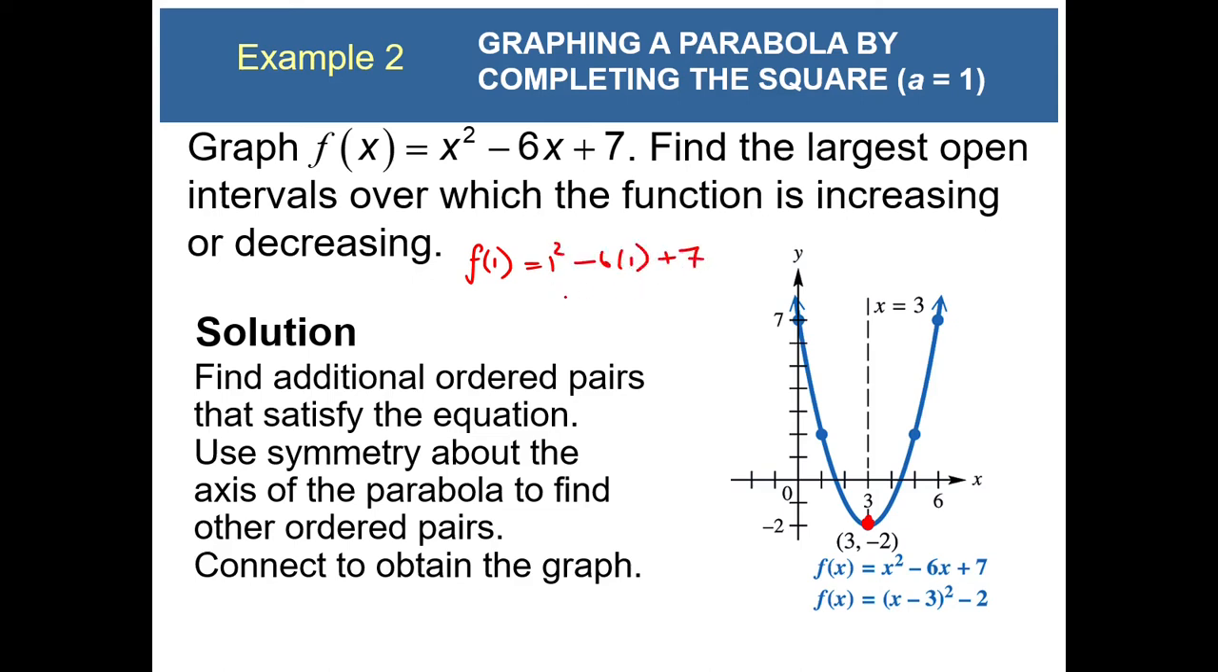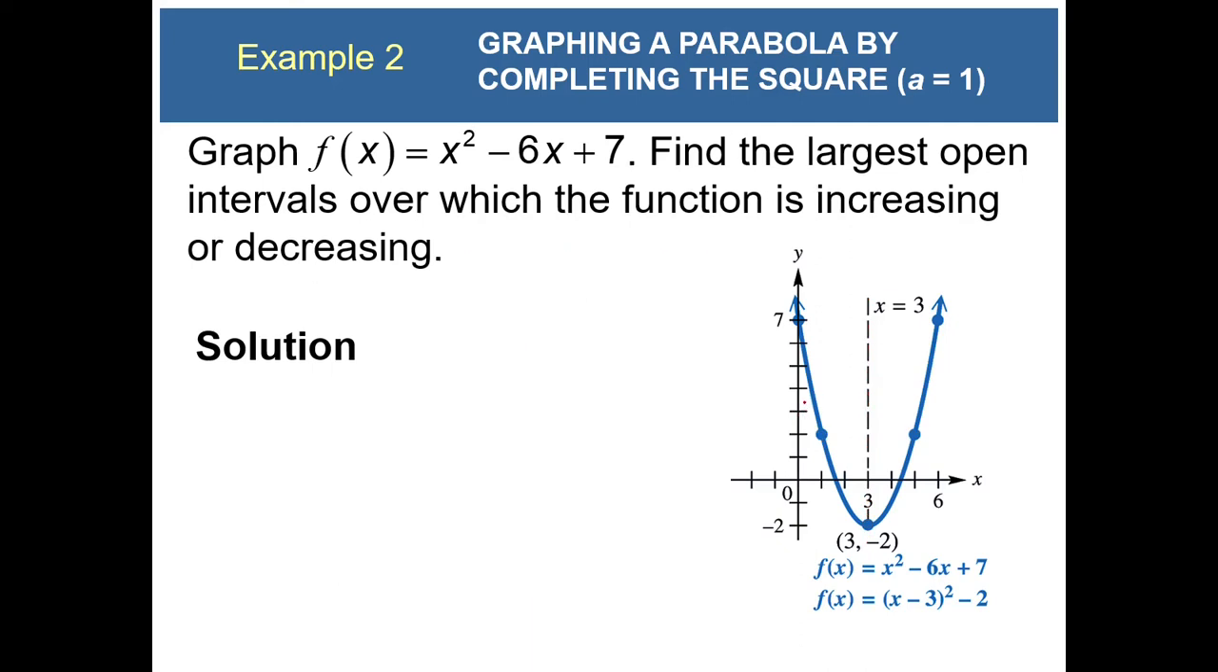And again, I would recommend doing all of this on a calculator, so it's really easy to do. And we get the value of 2. So I can plot the point 1, 2, and then remember we can use symmetry to plot it on the other side. And there you go. This is our parabola. We have the axis of symmetry is x equals 3.